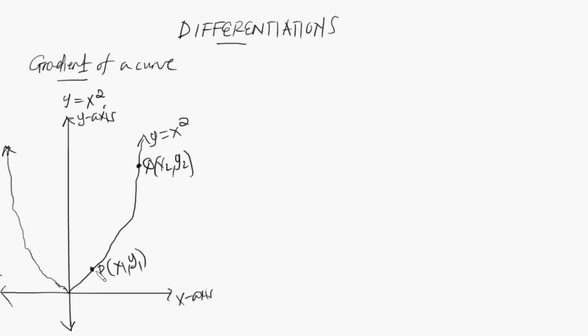Sasa fanya kama vile hii point ni moja na imemove kutoka P mpaka Q. Maanake ilivyo move kutoka P mpaka Q, x ilibadilika from x1 to x2. Maanake change in x ilikuwa ni x2 minus x1. Na y ilibadilika kutoka y1 mpaka y2. Maanake change in y ilikuwa ni y2 minus y1. Sasa maanake ni kwamba the average rate of the change in y as the point moved from P to Q, when x changed from x1 to x2, ilikuwa ni sawa na y2 minus y1 over x2 minus x1.